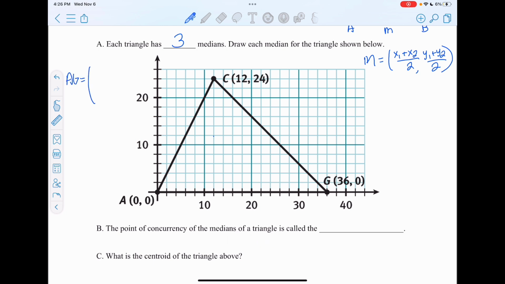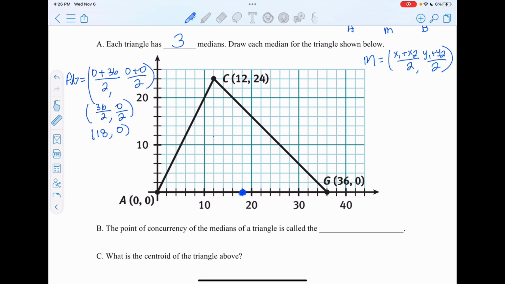So I'm going to add my x's. So the x of A is 0, plus the x of G is 36, and divide by 2. And then we're going to add the y's. The y of A is 0, and the y of G is 0, and we're going to divide by 2. 0 plus 36 is 36, and 0 plus 0 is 0. 36 divided by 2 is 18, and 0 divided by 2 is 0. So the midpoint of AG is 18, 0, which is right here.